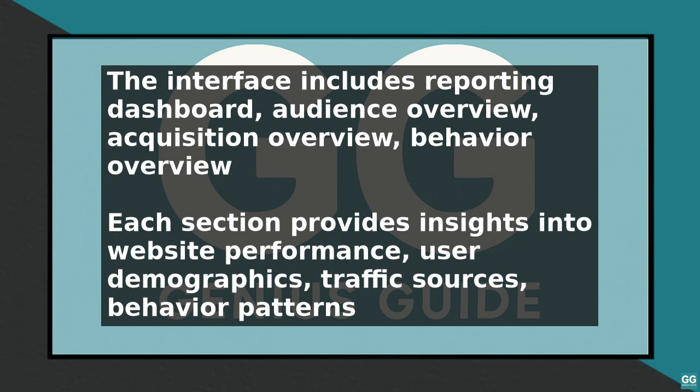One of the key concepts in Universal Analytics is the idea of dimensions and metrics. Dimensions are attributes of your data, such as country, city, or browser type, while metrics are quantitative measurements, such as page views or bounce rate. Understanding how to use dimensions and metrics is crucial to creating custom reports and analyzing your data effectively.